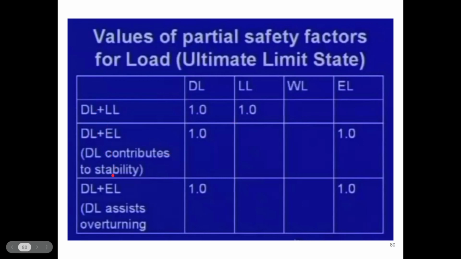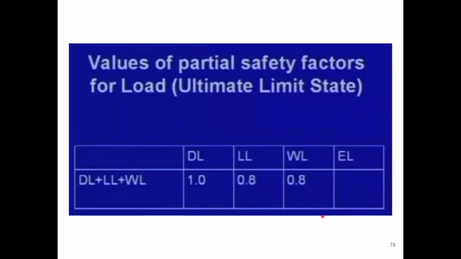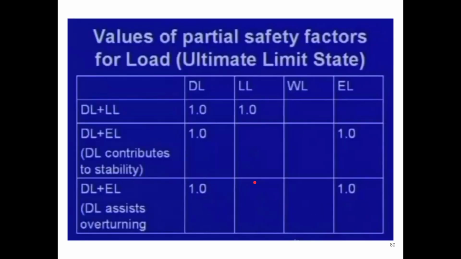If dead load is helping in stability, it will be 1 DL plus 1 EL. And if it is not helping in stability, still it will be 1 DL plus 1 EL. So you can say that wind load and earthquake load combinations are almost the same, but the difference is that we only take wind load or earthquake load at a time.